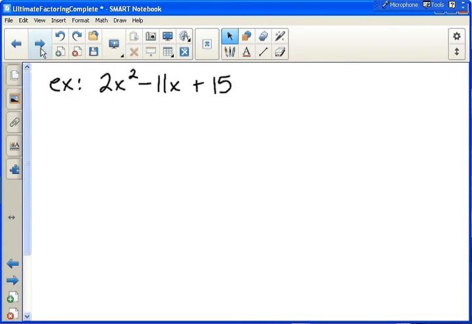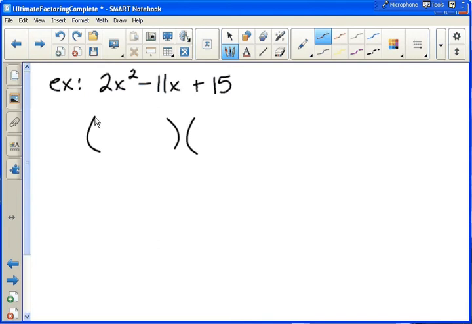First example, 2x squared minus 11x plus 15. Since it's a trinomial, that means we have three terms. We know we're going to set it up this way. We're going to set it up with two sets of parentheses because we need to split this into a binomial and a binomial. Just like we did in lesson number 5 with just normal trinomials, we're going to put x and x out front.